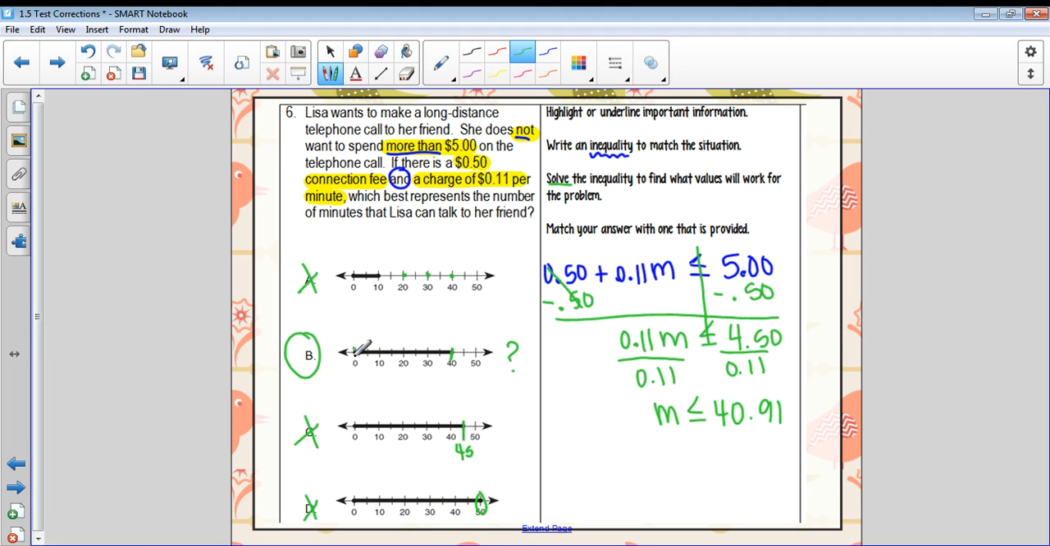The reason that we stop here at 0 is because you can't talk for negative minutes, but all the graphs had that, so that wasn't too bad. Okay, again, write your inequality, then see which one will match your answer choices.